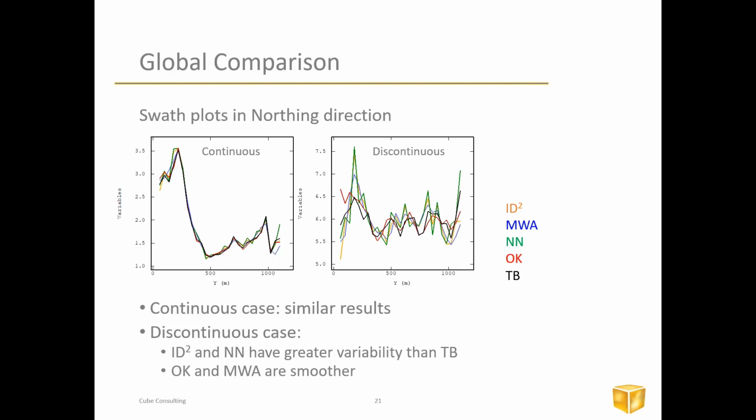Discontinuous case, you can see that one of them is very spiky. That would be the nearest neighbor, a lot more variability, a bit erratic. And you can see as well, it's really hard, especially if you're sitting at the bottom of the room, but one of them is also a bit more erratic or a bit more variable. That would be the ID square. The other is really hard to differentiate from here, but not too far from one another.